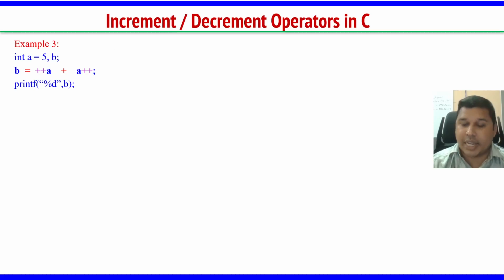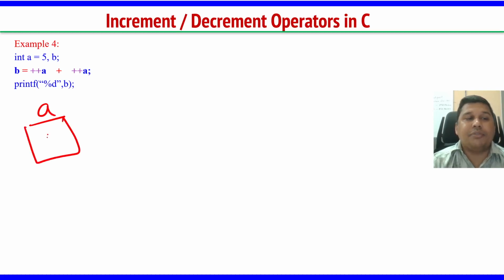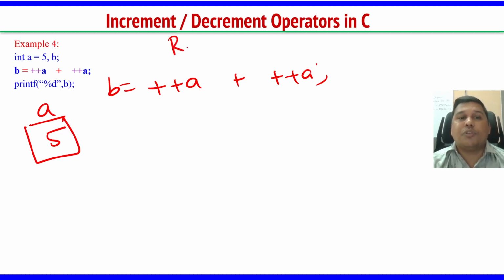See the next example, fourth example. Okay, so a value remains same 5. Now the expression is something like this: b equal to plus plus a plus plus plus a. Now what is the rule here? We have to do it from right to left. In that, what I have to do first? I have to do post increment.